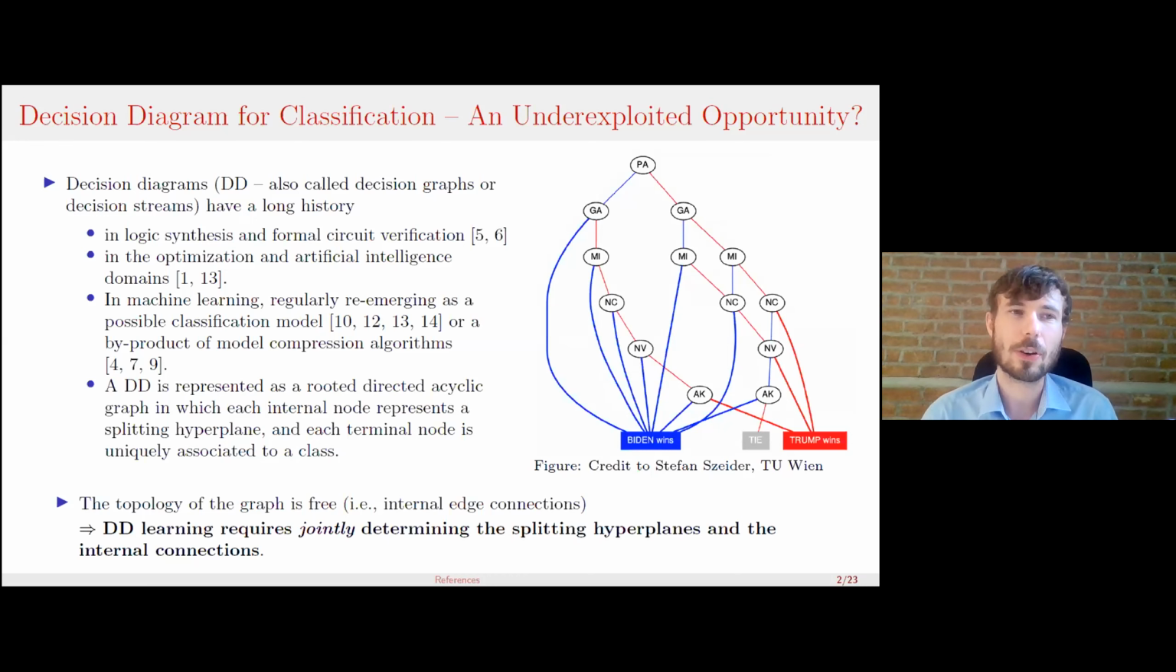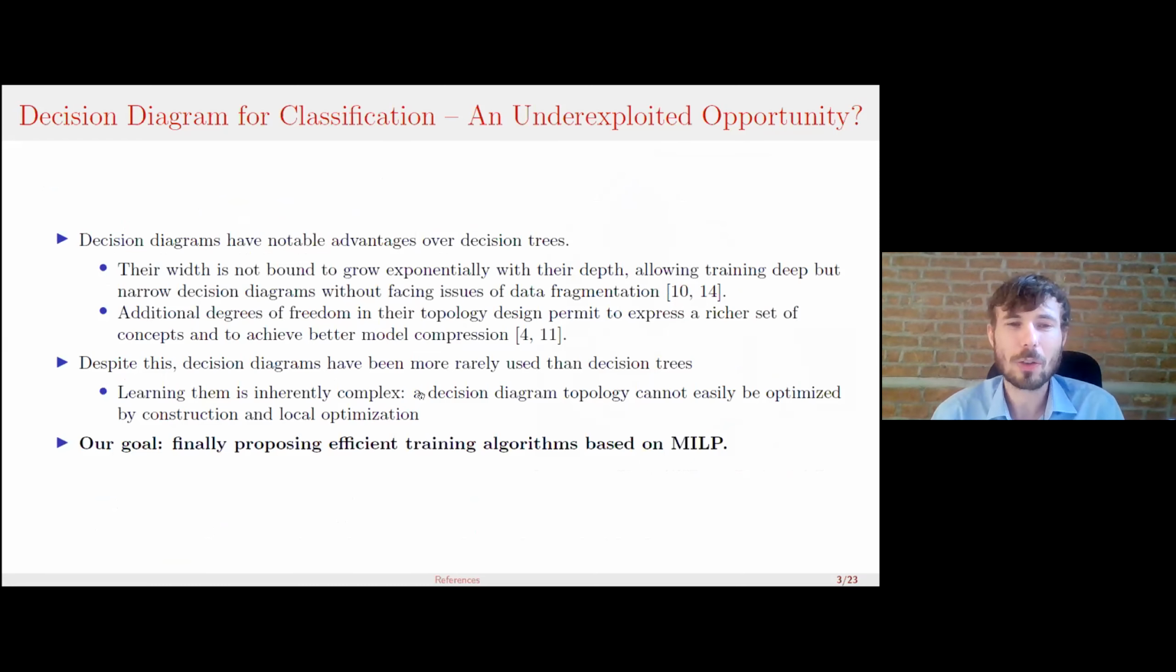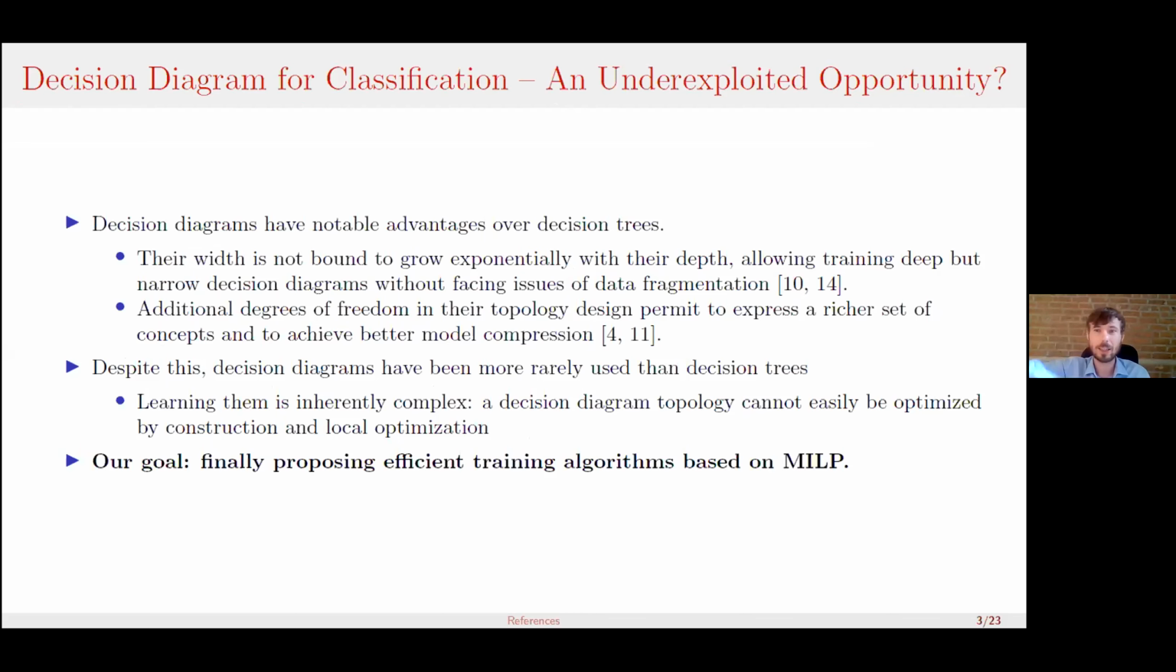That's the question that we raised, and with our co-authors we decided to explore it from a mixed integer programming perspective. Decision diagrams have been used in many domains: logic synthesis, circuit verification, optimization, artificial intelligence, and so on. It's just that training them as a classification model is not very common. Why is this so? There are a lot of advantages to decision diagrams. First, their width is not bound to always grow exponentially with depth. That means you can make decision diagrams that are very, very deep, but very thin. In addition, you have complete freedom in the design of the topology within the decision diagram.